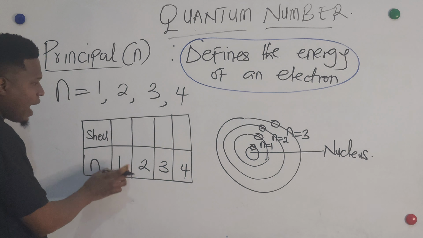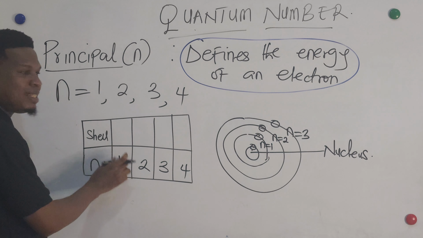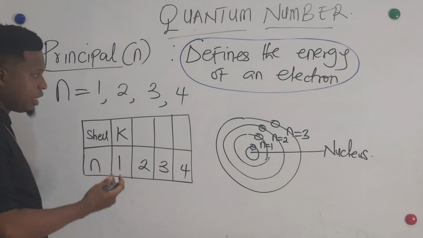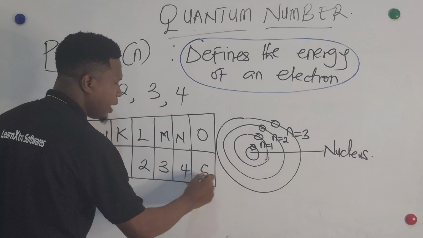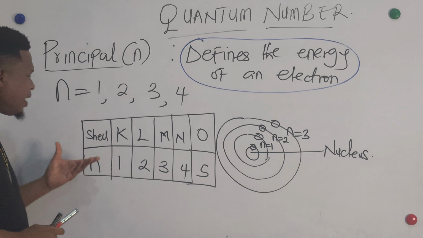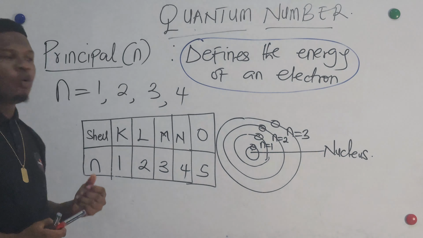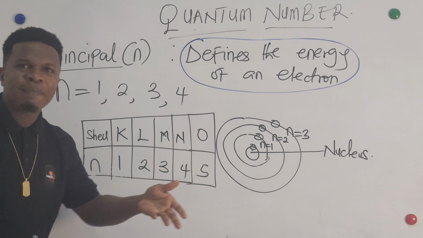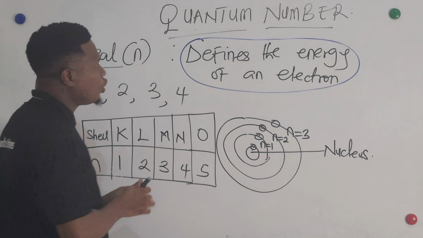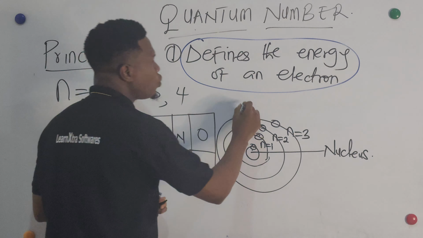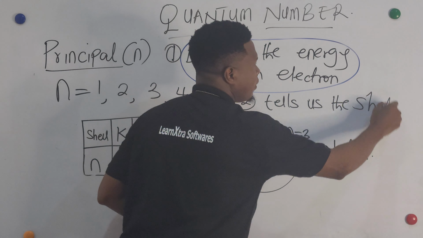So how does the principal quantum number tell us the shell? Any shell that has a principal quantum number 1 is definitely a K shell. Remember, we have the shells in chemistry: K, L, M, N. We also have the O and the P, but I will stop here for now. So if a principal quantum number of 1 is assigned to an electron, definitely the electron is in the K shell. So the principal quantum number tells us the shell that an electron is present in. Number 1, it defines the energy of the electron. This is number 1, you have to know. Number 2, it tells us the shell.